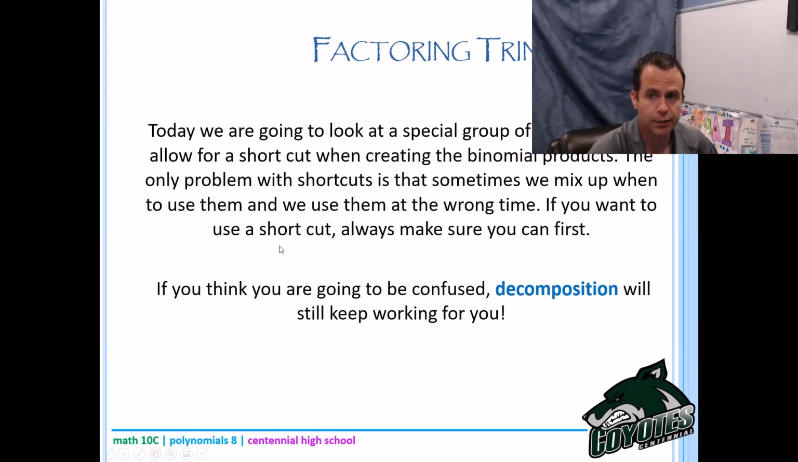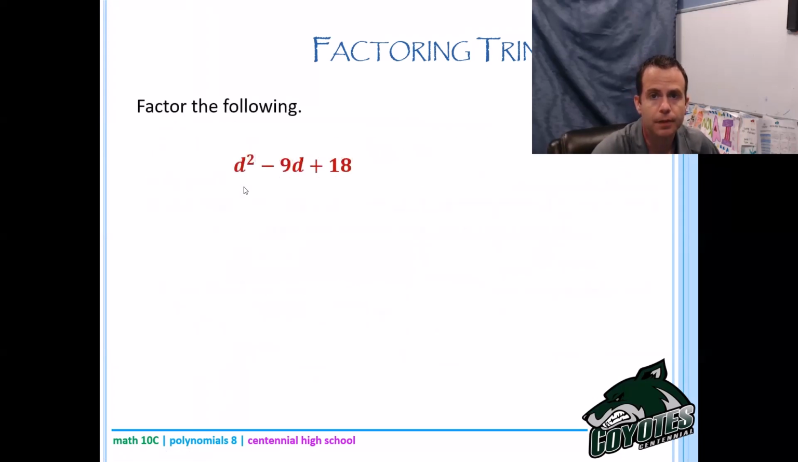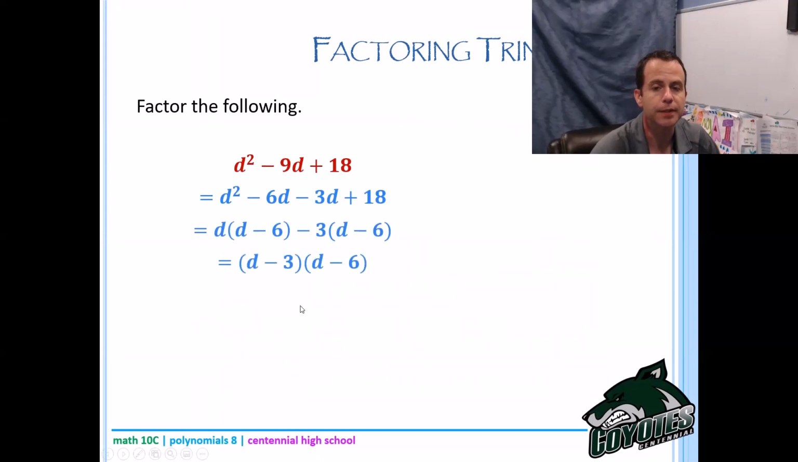So today we're going to talk a little bit about a shortcut. d squared minus 9d plus 18. Can you go factor that for me? I'm looking for two numbers that multiply together to give you 18, add together to give you negative 9. That would be negative 6 and negative 3. So I'm going to decompose my negative 9d into negative 6d and negative 3d. I'm going to factor the front two and factor the back two. So out of the front two, I can take out a d, and that would leave me with d minus 6. And out of the back two, I can take out a negative 3, and that would leave me with d minus 6 again. And so I end up with d minus 3 times d minus 6.